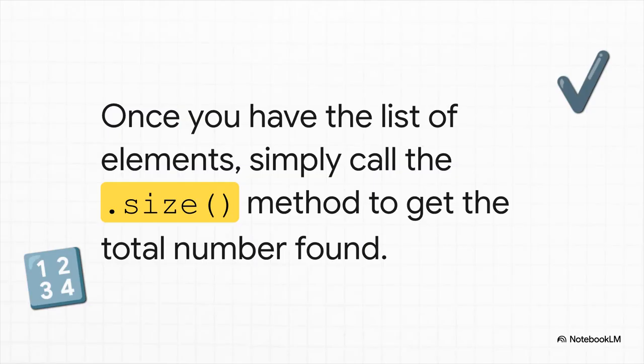So once you have that list of all the checkboxes from find elements, figuring out how many there are is a piece of cake. You just call the .size method on that list, and it will tell you the total number it found. And in the example we're looking at, what did it find? Boom. 3. Simple as that.